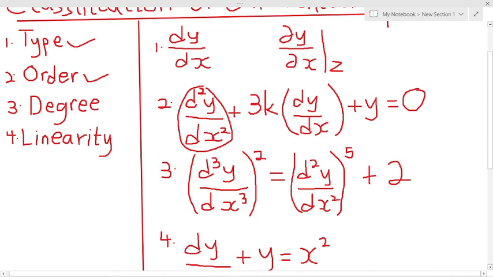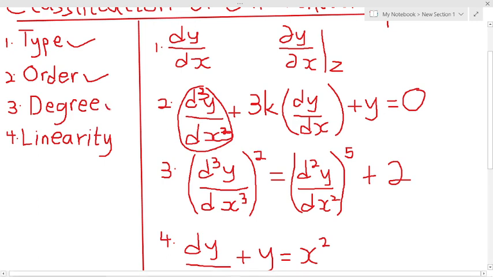Assuming this place was d³y/dx³, then this equation now becomes a third order differential equation.